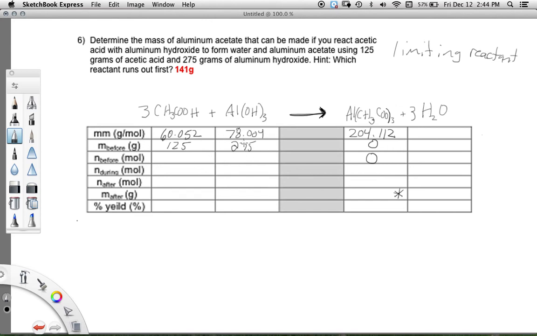And in this type of question, which is a more practical question, we have a certain mass of each thing, but we don't actually know which one runs out first. And so we're going to have to figure that out. So let's take a look. Get my calculator ready.